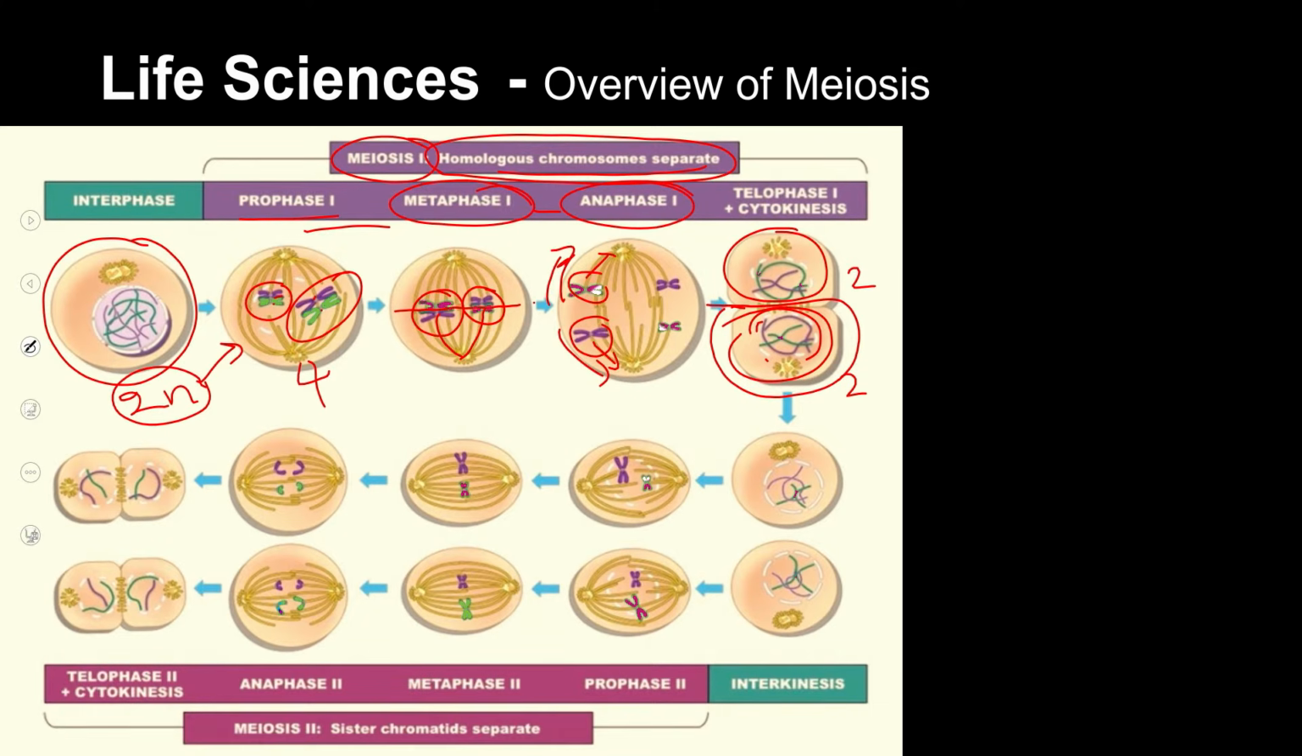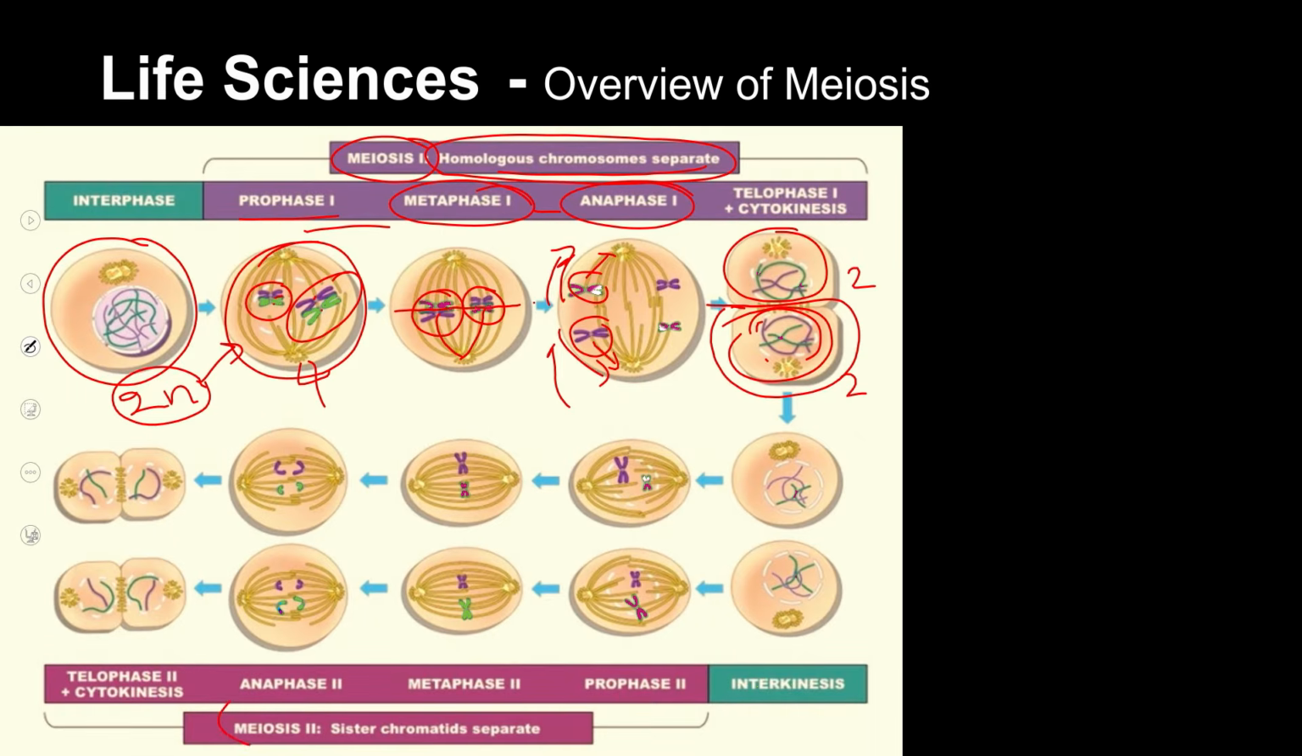It's also important that we recognize that variation happens in this process, and variation happens in 2 significant places. It happens during crossing over and during the independent assortment of these chromosomes when they move apart randomly. So again, these are important processes which create variation in the gametes at the end.